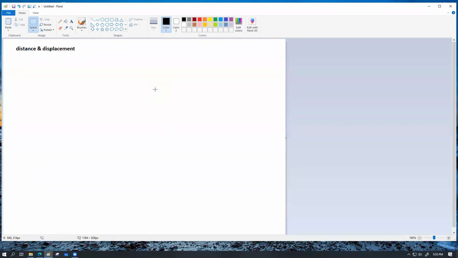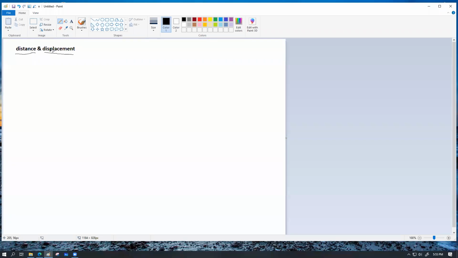So the key part that I would like to highlight for distance and displacement is that distance is a scalar quantity, whereas displacement is a vector quantity. The definition of distance goes by, it is the amount of path covered when the object travels from one location to another location. Whereas displacement is defined like this: it is the linear distance from the start point of the object to the end point of the object in the direction from start to end.